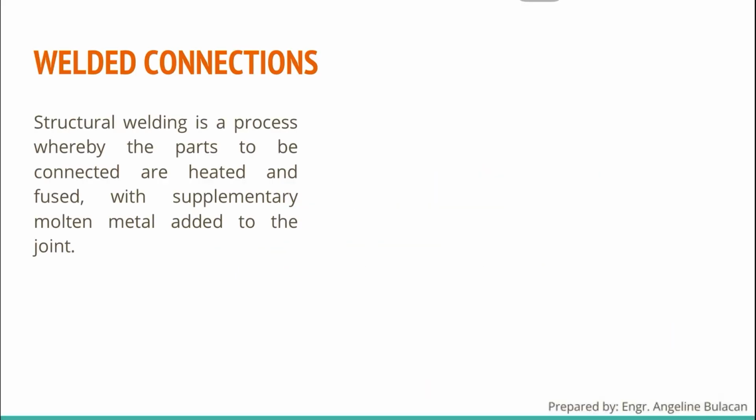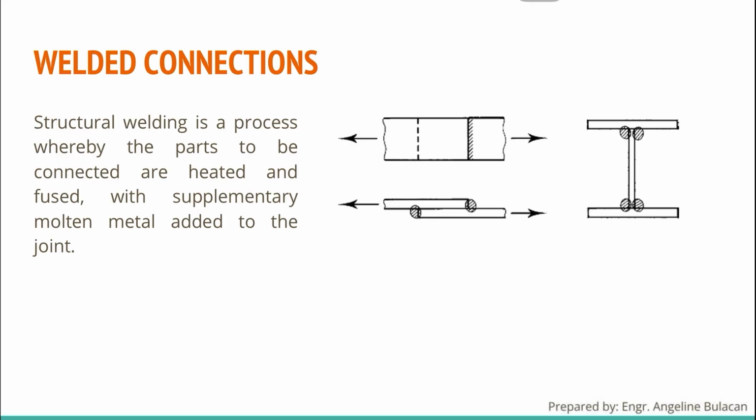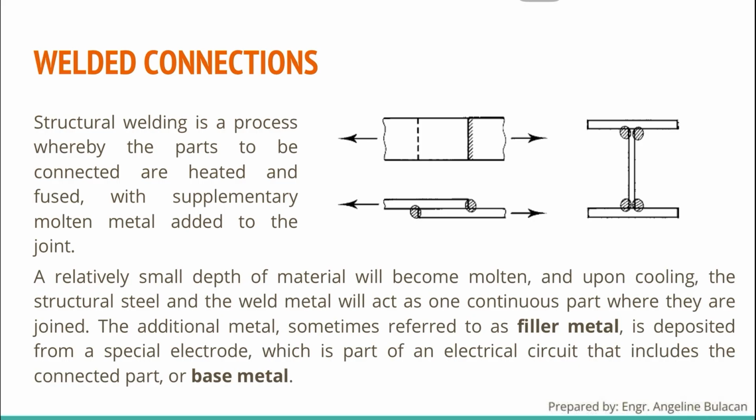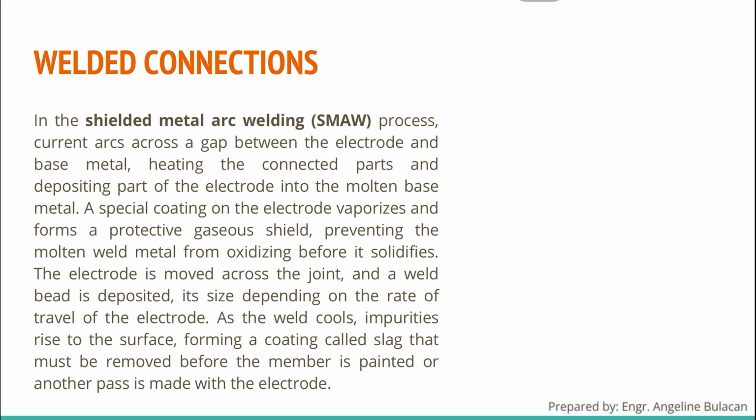So what are welded connections? Welded connections are a method of structurally joining steel components. The parts to be connected are heated and fused, and a supplementary metal called filler metal is added to the joint. When cooled, the base metal and the weld act as one continuous structure.